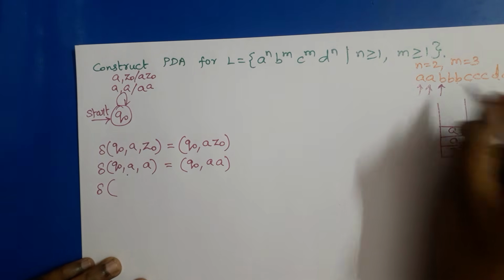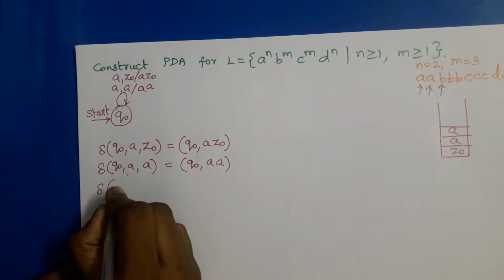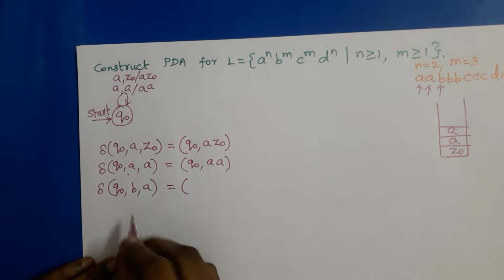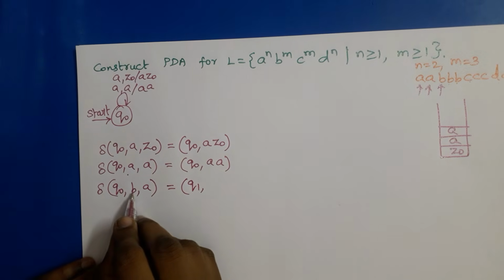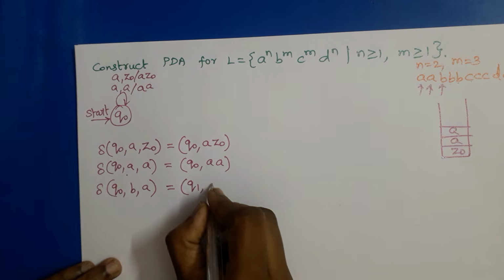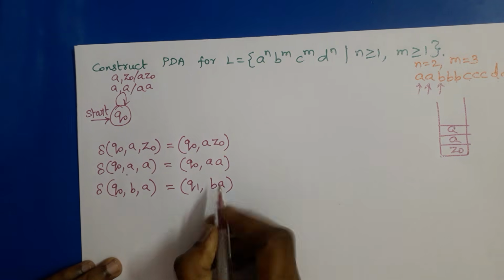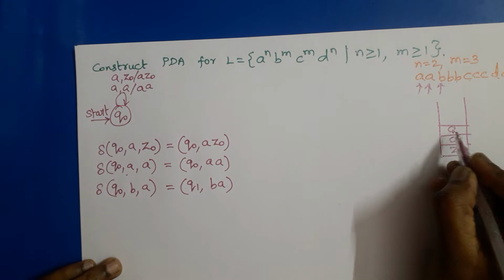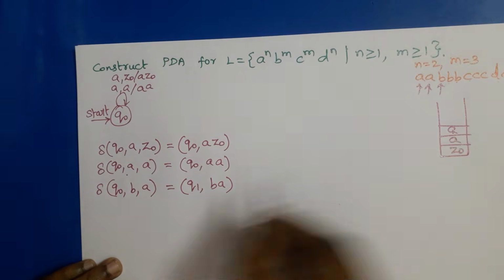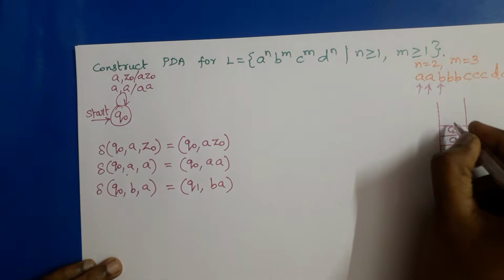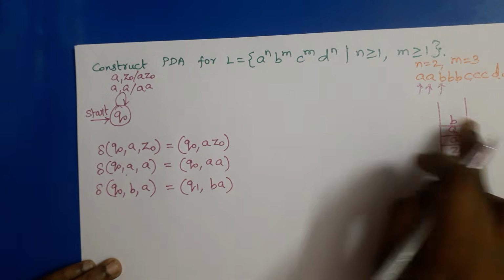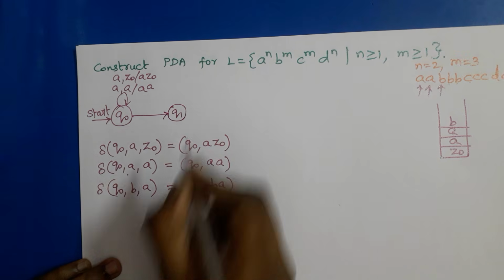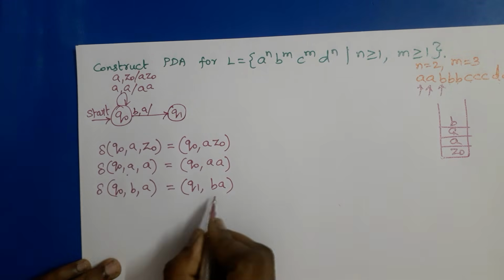Now the next symbol is B. So we are in state Q0, the next symbol is B and the top of the stack is A. That means we need to go to the next state Q1 and B should also be pushed onto the stack, right? So we have to write BA here. This A replaces the A on top of the stack, and the input B is pushed onto the stack. So we write BA here, then only the B will be pushed onto the stack. So from Q0 to Q1, B comma A slash BA.